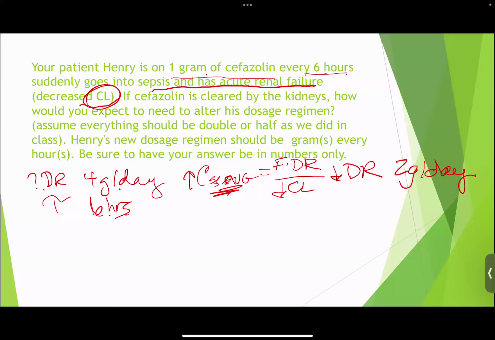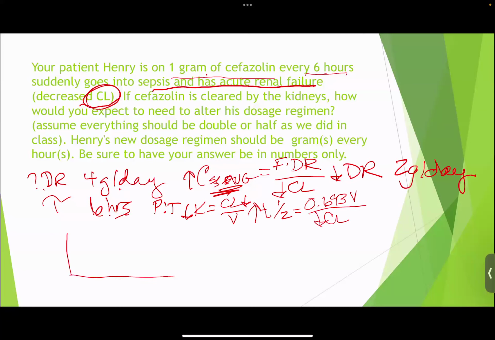How about dose interval? What do we look at? Peak to trough ratio and K. So K is clearance over volume. Your clearance is decreased, your K is decreased. We can also look at half-life. Your clearance is decreased, your half-life is increased. So what's happened to the slope of our line? It's gotten flatter, hasn't it? So what's happened to our peak to trough? If it was like this before and now it's like this, our peak to trough ratio is decreased, isn't it?